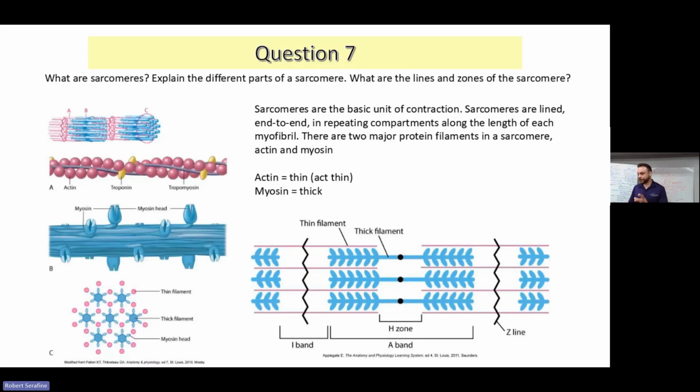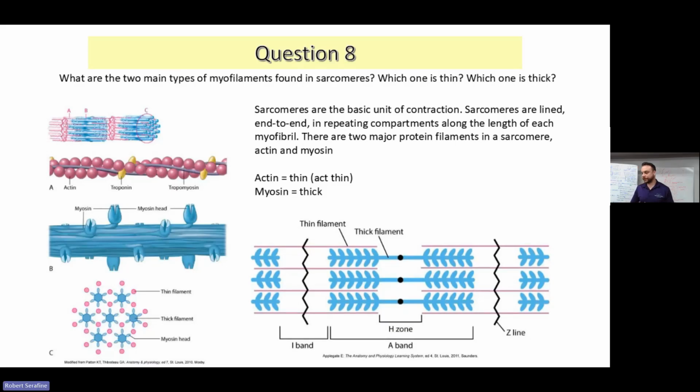So what are the different regions? We have the Z lines and the H zone, and we do have the two myofilaments. The myofilaments, aka muscle filaments, myo meaning muscle. So there's another prefix that we want to add to our repertoire: myo means muscle. These myofilaments are the individual protein filaments of the muscular system, and there's two main ones that we're going to look at.